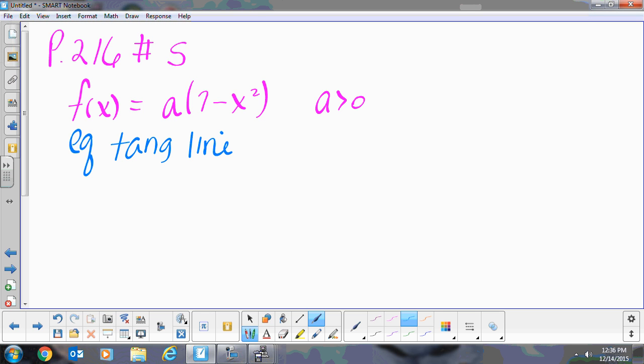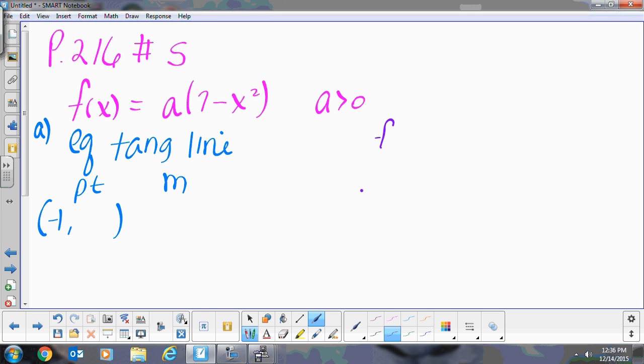What two things do we need? A point and slope. What have they given us? Half a point. We need the other half of the point. How do we get the other half of the point?